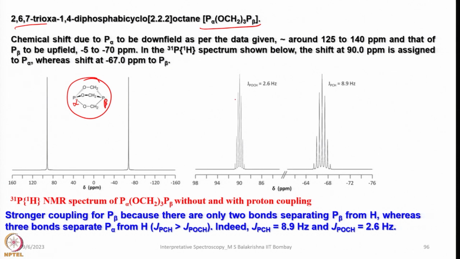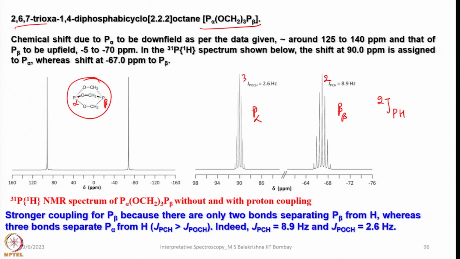And where are the 7 lines coming from? In the coupled spectrum, if you just look into it, you see two separate septets with different spacings. The moment you look at the spacings, you should be able to assign without any hesitation that this is for P alpha and this is for P beta. Because if we consider hydrogen atoms, this is a 1-2 bond coupling in this case, 2J PH coupling is 8.9 Hertz, whereas here what happens is a 1-2-3 bond coupling. The 3 bond coupling magnitude will be much smaller as a result.